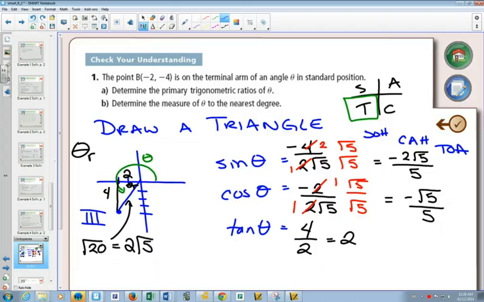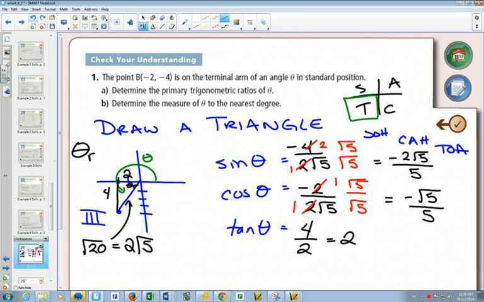I always do a check at the end. I like to label my triangle with positive values. I think of them as lengths. Some people like to make this 2 negative already because they're going back 2, and the 4 negative already because they're going down 4. That's not wrong, but you won't be marked wrong if you measure them as lengths either.